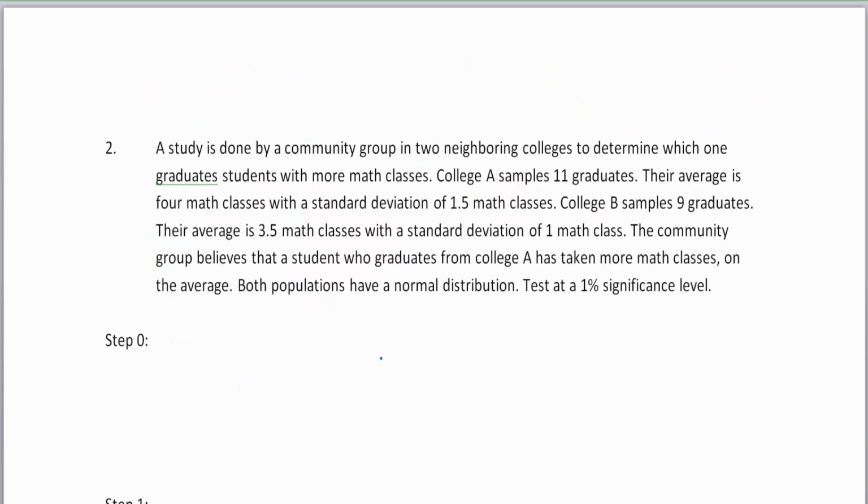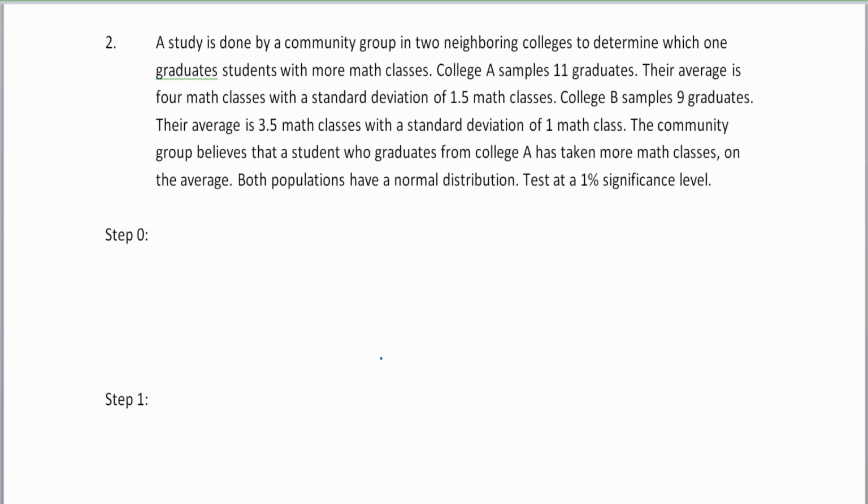Okay, moving on to problem 2. Now this is when we're going to need our step 0. And the reason why is because this is not given in some nice table format like the first and third examples are. A study is done by a community group in 2 neighboring colleges to determine which one graduates students with more math classes. So College A, so immediately I'm going to make a little table here.